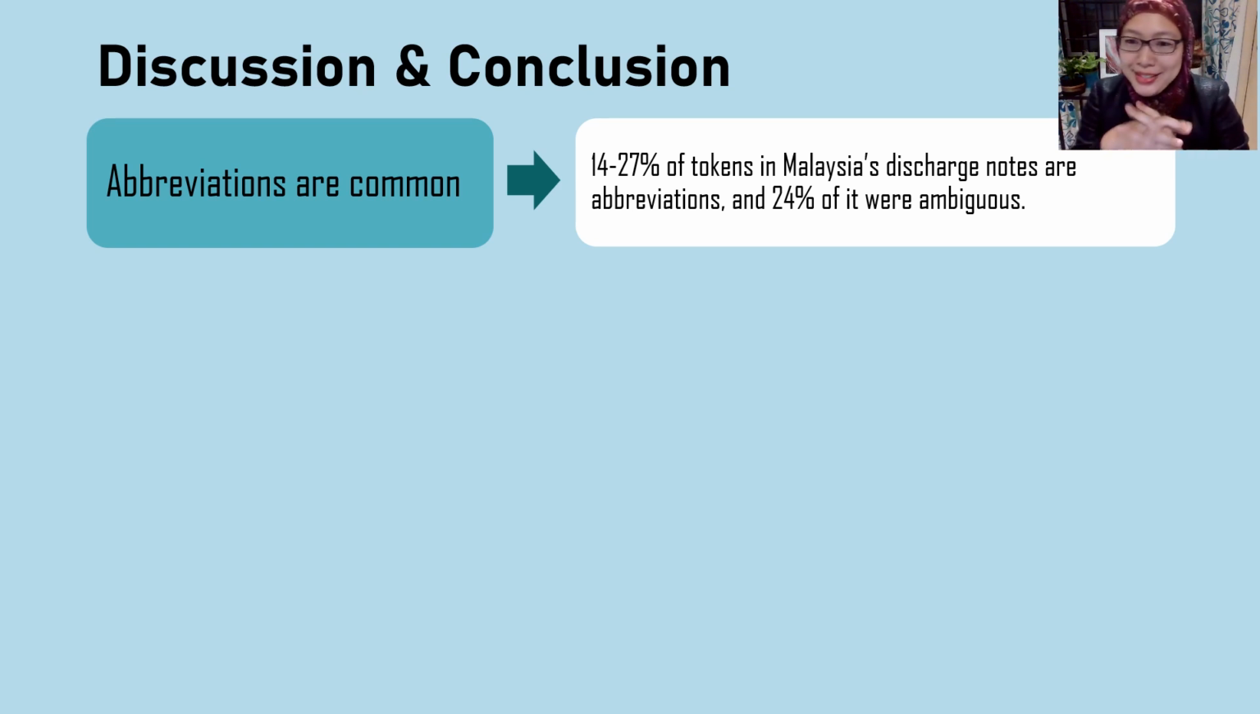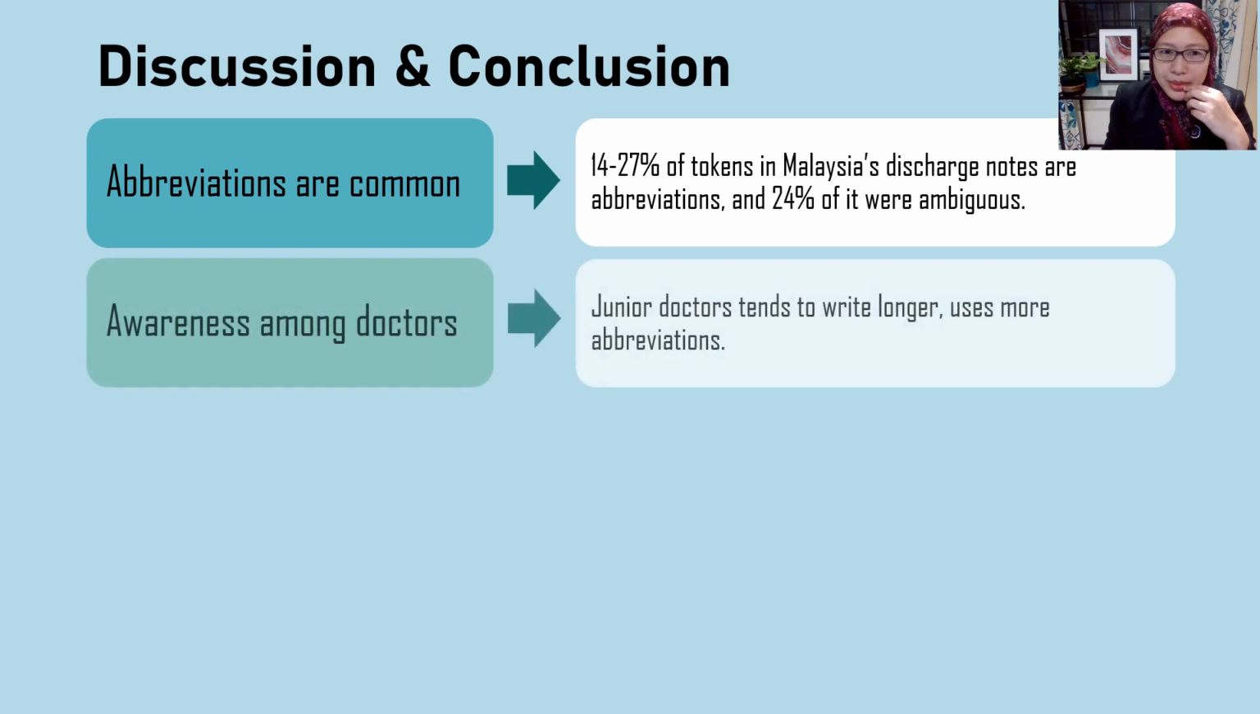There are four main points actually I want to discuss. We now know the landscape on the use of abbreviations in our Malaysian clinical notes, especially the discharge summaries in cardiology and general medicine discipline. It is very common. 14 to 27% of the tokens are abbreviations, and 24% of the abbreviations are ambiguous.